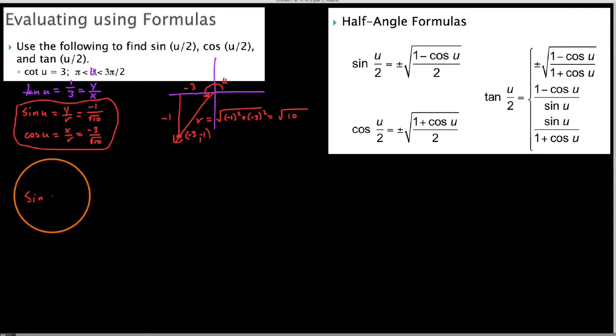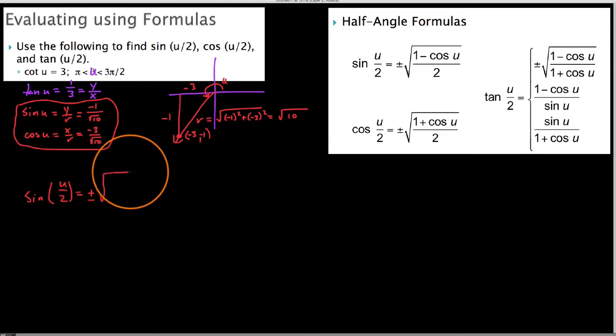Now that we know these two values, what this allows us to do is find the sine, for example, of u-halves, and then the cosine of u-halves and the tangent of u-halves. But first we'll rewrite this here: plus or minus the square root of 1 minus the cosine of u all over 2, where we're just going to substitute this value for the cosine of u into this expression right there.